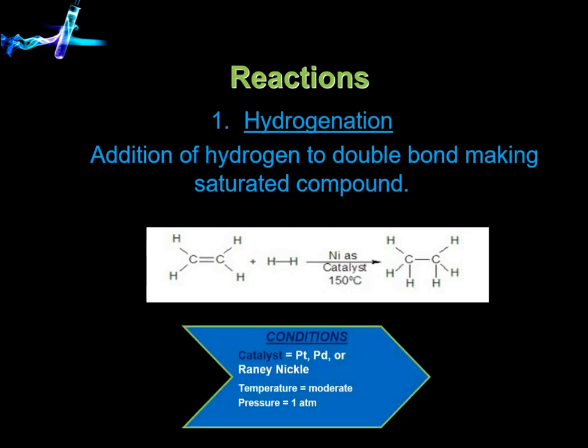Conditions for this reaction are: we can utilize palladium or platinum metal at room temperature, or we can use Raney nickel as well. This Raney nickel is very important, and usually it is utilized in normal routine. Moderate temperature is required, and moderate pressure, that is 1 atmosphere, is required in this process. Now what is this Raney nickel?